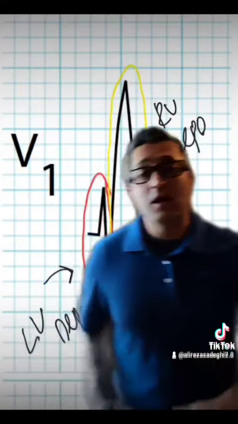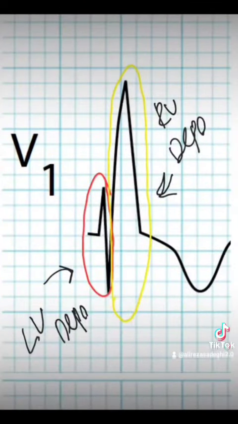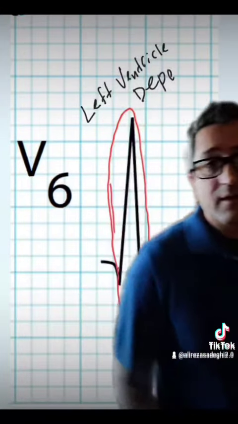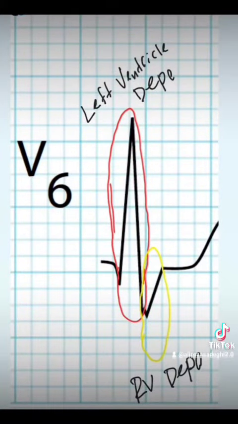In lead V1, the first complex shows the depolarization of the left ventricle, and the second, the depolarization of the right ventricle. Notice the second complex is wider than the first one. That's because there is a slowing of the conduction. And again, in lead V6, the first complex shows the depolarization of the left ventricle, and the slurred S wave shows the depolarization of the right ventricle.